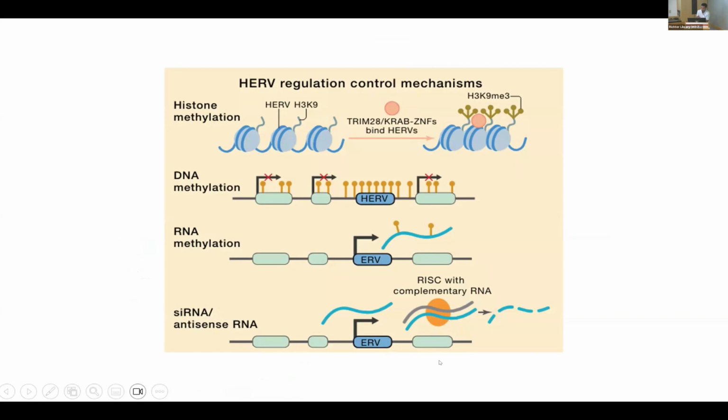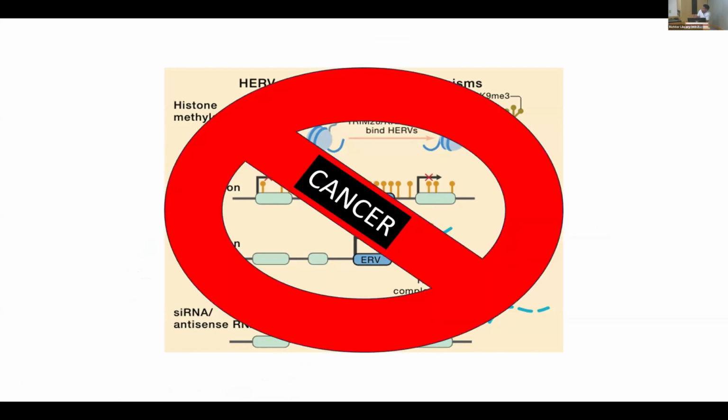So normally within our bodies, HERVs or endogenous retroviruses are regulated and silenced. Some of these silencing mechanisms are histone methylation, DNA methylation, RNA methylation, and various kinds of silencing RNAs. However, when cancer occurs, regulation is known to decrease, and these transposable elements and endogenous retroviruses are known to become activated in the cancerous state.